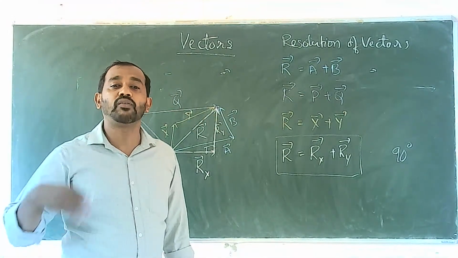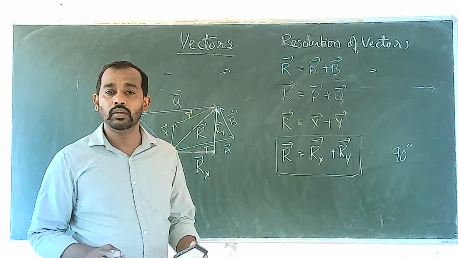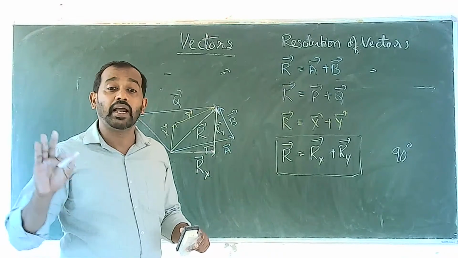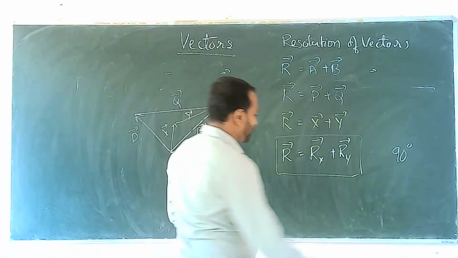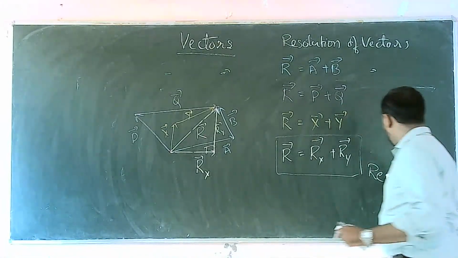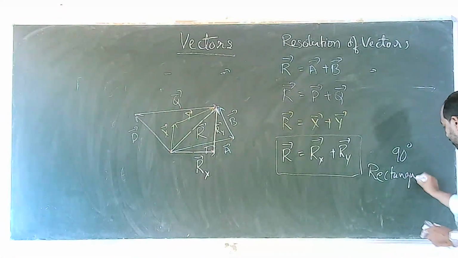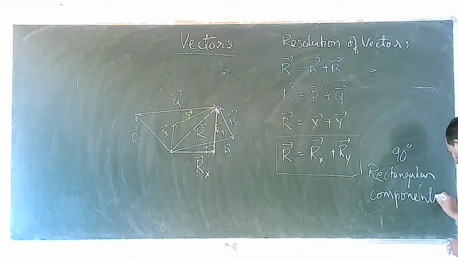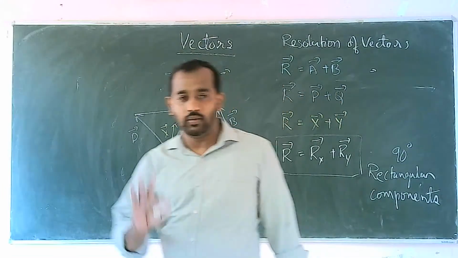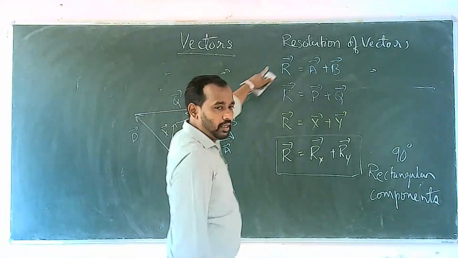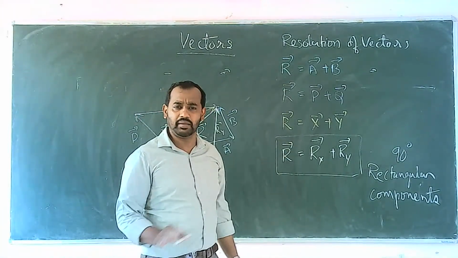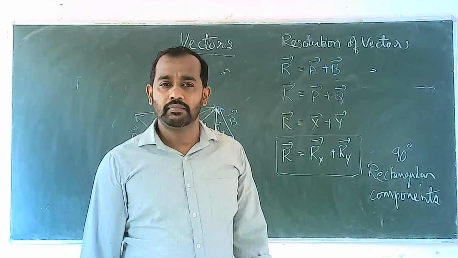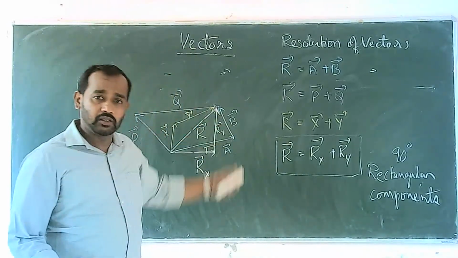Now, this method of resolving a vector into two components which are making an angle of 90 degrees with respect to each other is known as rectangular components. Usually we do this. We do not use any other method. The components should be making an angle of 90 degrees with respect to each other. Okay, I hope you have understood this.